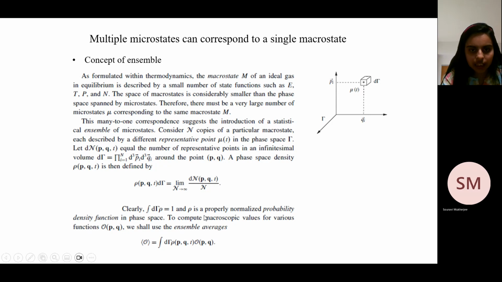So this tells you that if you want to compute the macroscopic values for some functions, you can do ensemble averages. This is how you define the phase space density given some particular macrostate, and an average over this ensemble. You do that by integrating over the phase space volume the term obtained by multiplying the phase space density with the observable. That gives you an average value of the different macroscopic quantities. So that's how the concept of ensemble comes into the picture.